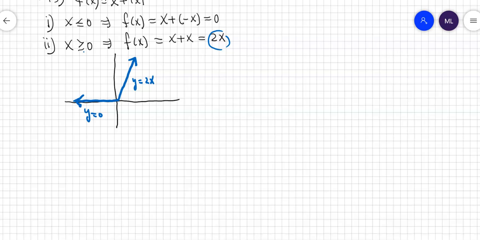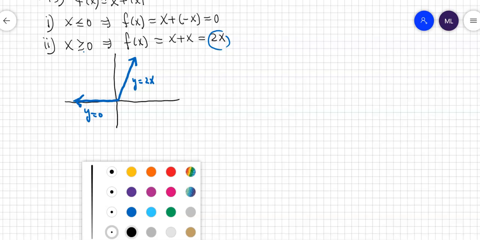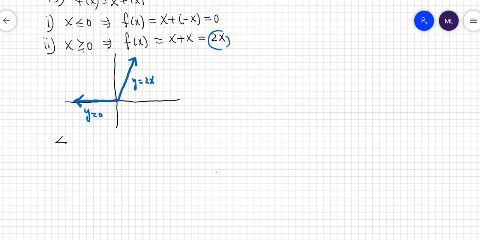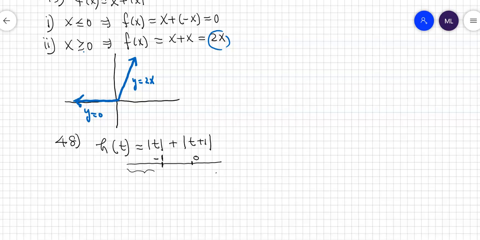How about, looks like 48 is worth doing. Okay. 48. h of t is absolute value of t plus absolute value of t plus 1. Now we have some situation here. The critical number from here is t equals 0. And the critical number here is t equals negative 1. So we have to divide into 3 intervals. This interval, that interval, that interval.